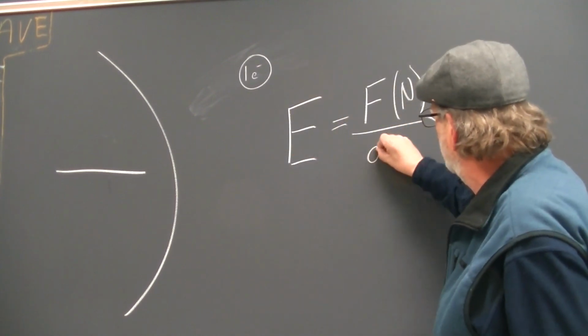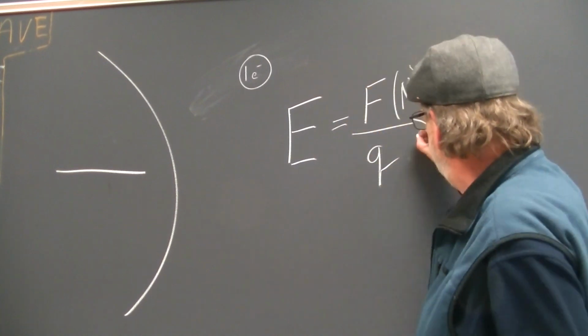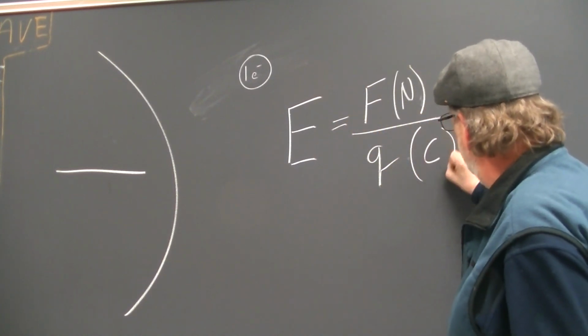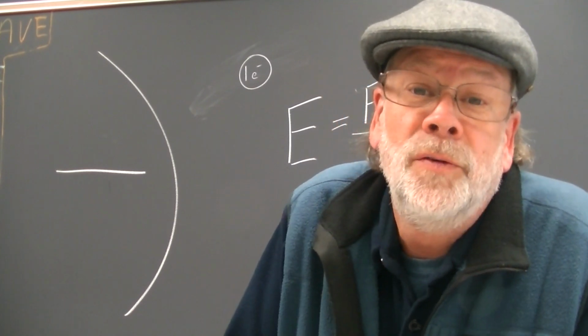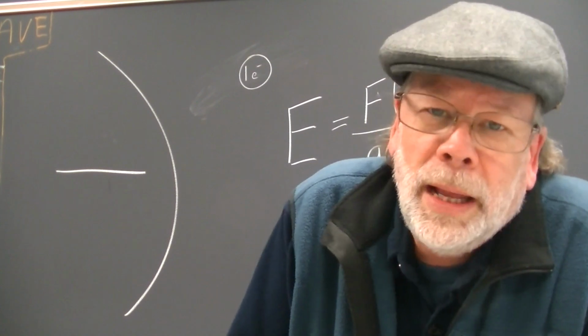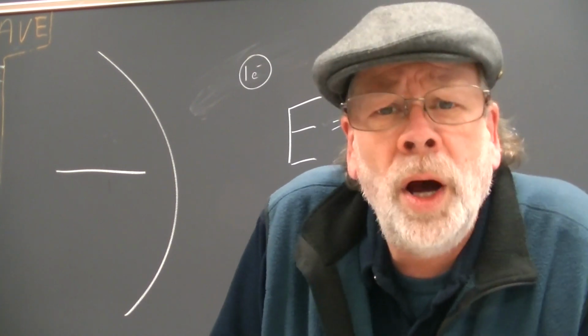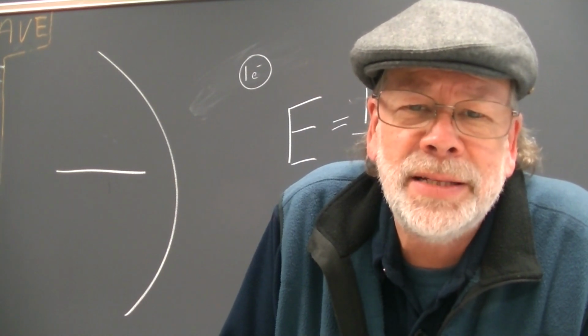So E equals F over Q, where you measure charge, the variable is Q, and the units would be in coulombs. So the electric field intensity is given as force per charge. That makes sense then. You normalize it in terms of how much force 1 coulomb would feel, right? And there you go. So we've made sense out of it.